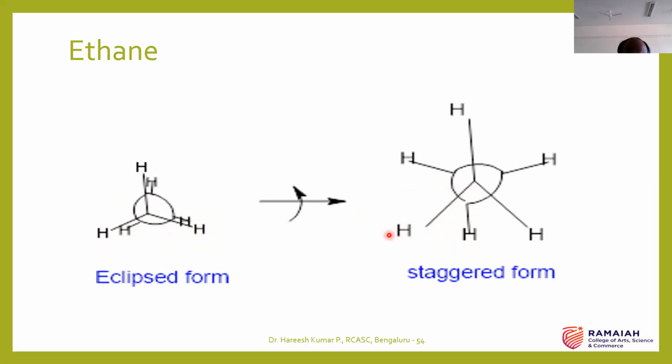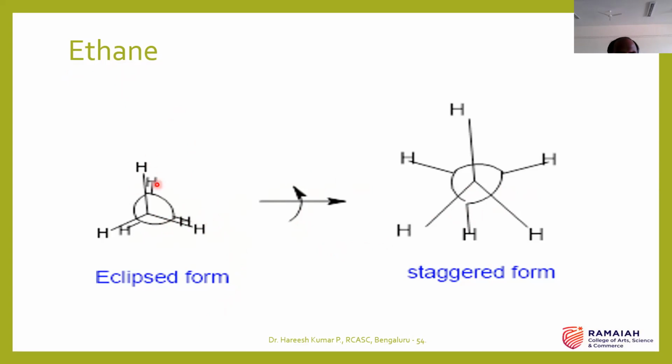And this is the kind of Newman conformational method of representation of ethane. When the eclipsed form is rotated by 60 degrees, we will end up with the staggered form. The staggered form is more stable compared to the eclipsed form. And we will tell you why the staggered form is more stable in a later slide.